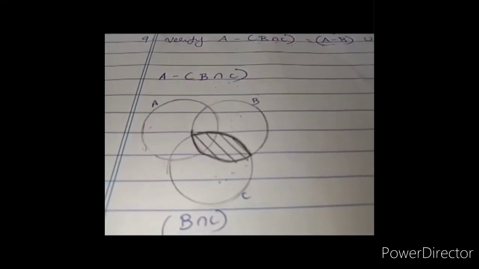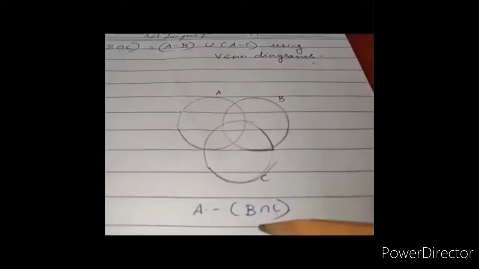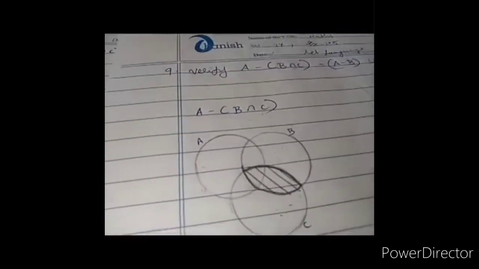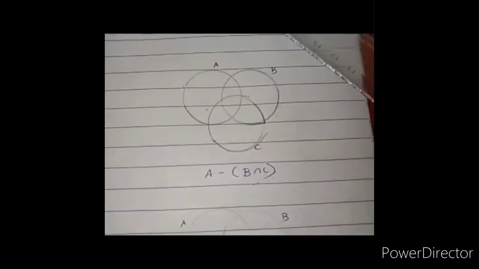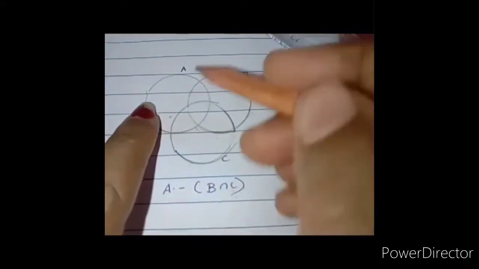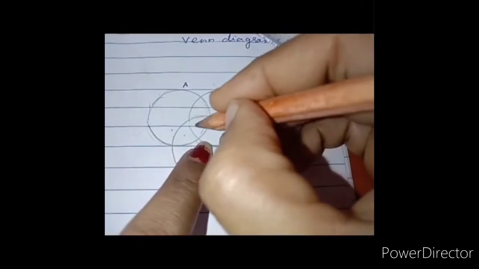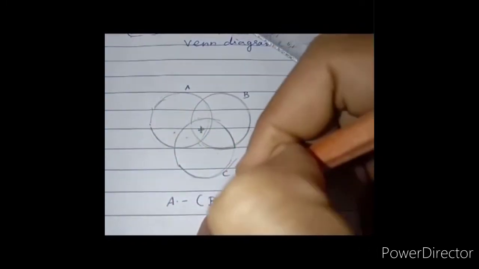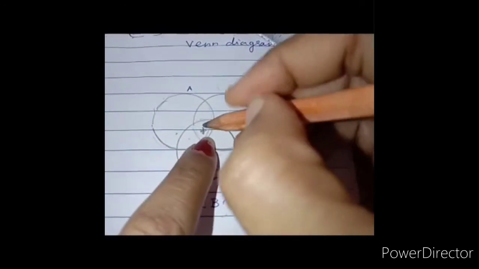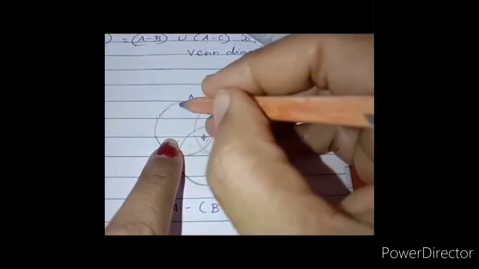Next one is A minus B intersection C. Now, you have to shade the region of A, not the region of B intersection C. So here A minus B intersection C, except this B intersection C, you have to shade the region of A. If you see, this is the circle, the region of A. Therefore, this region is intersecting of B and C. So, you should not shade in this region. The remaining region you can shade.